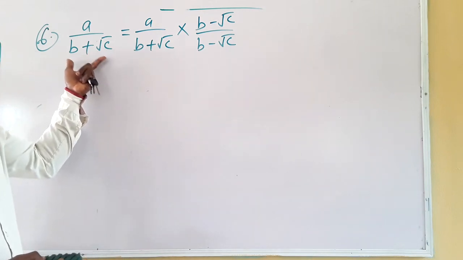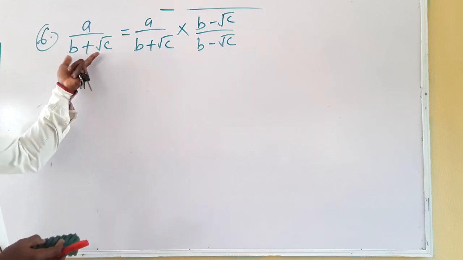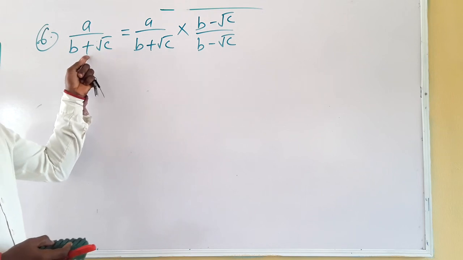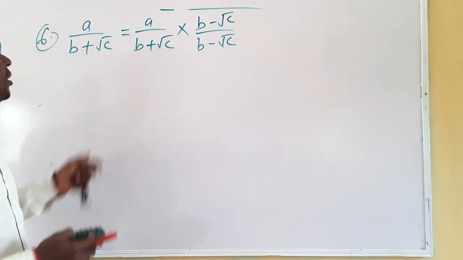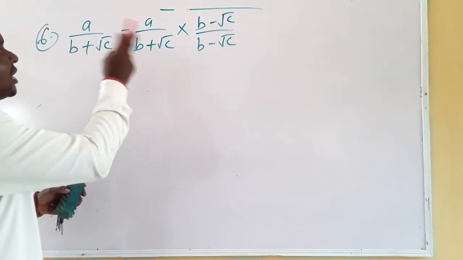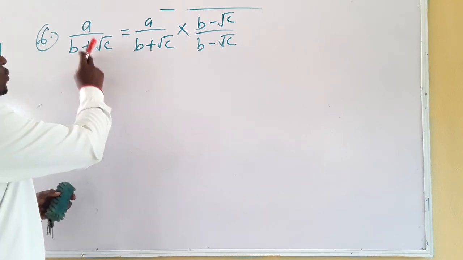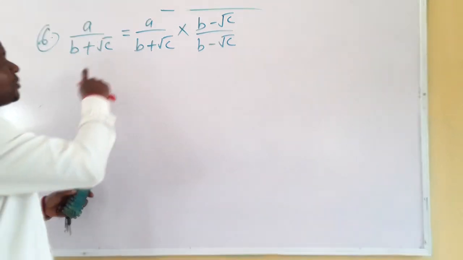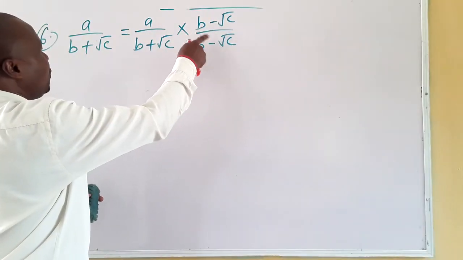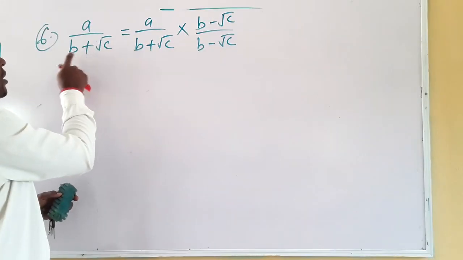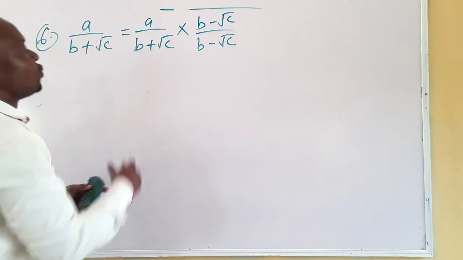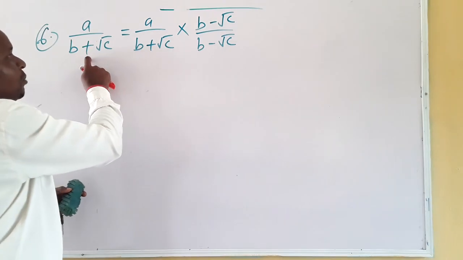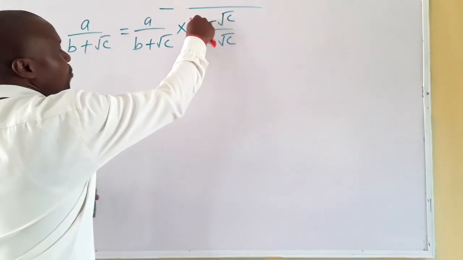By the conjugate of the denominator, what that means is that the mixed surd here, you just change the sign of the mixed surd from positive to negative. If it is negative, you change it to positive, but in this case, it is positive. So we multiply it by what? The conjugate of this expression will now be b minus root c. So we multiply this whole expression by the conjugate of this denominator here, which is b minus root c.